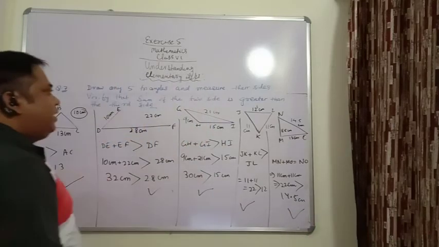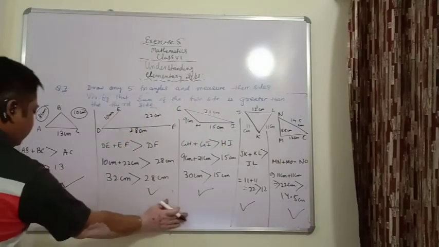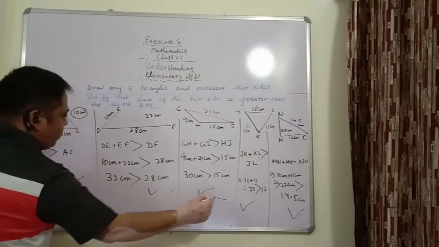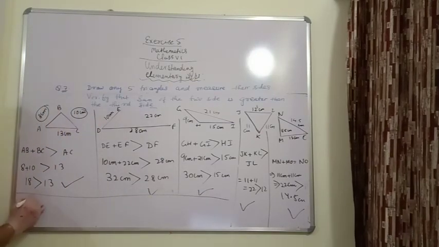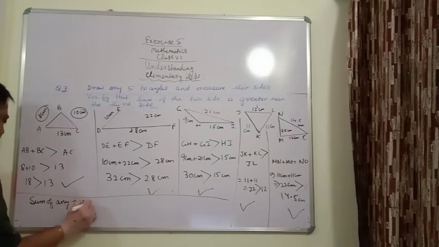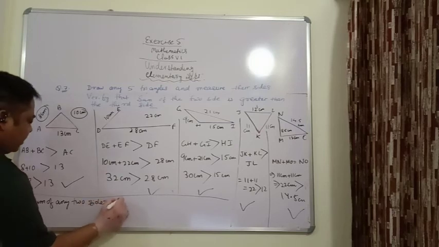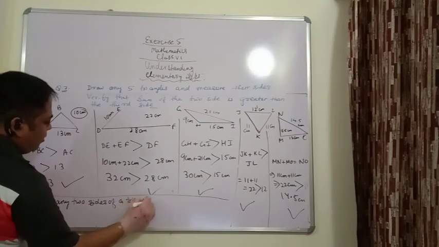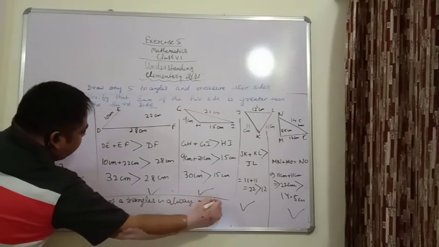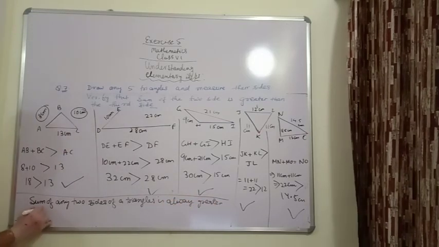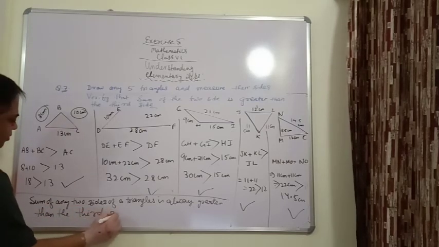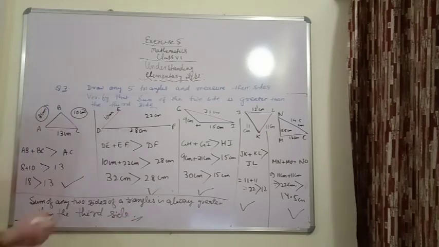So we can write the conclusion. What is the conclusion? The sum of any two sides of a triangle is always greater than the third side. That's it. It was an activity based question.